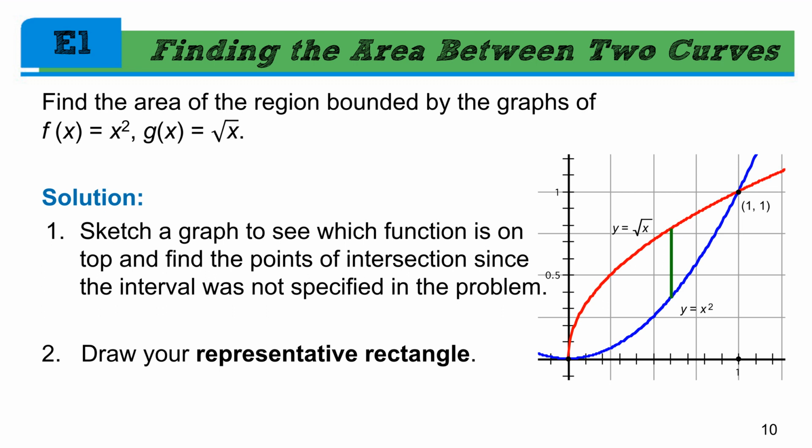Also, imagine we didn't know which function was on top. Once I set them equal and solve, I can figure out which one is on top by picking some random number between 0 and 1 and plugging and chugging. Okay, so let's suppose I do 1/2. If I calculate f of 1/2 and g of 1/2, I can get some values here. So this would be 1/4.